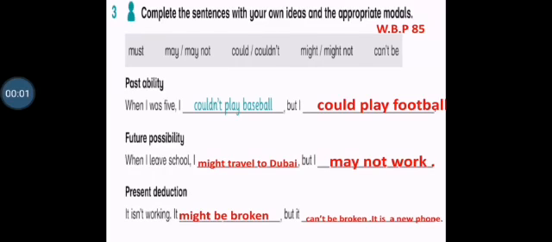Now, let's have a look at the answers. For past ability, when I was 5, I couldn't play baseball, but I could play football. For future possibility, when I leave school, I might travel to Dubai, but I may not work. For present deduction, it isn't working. It might be broken, but it can't be broken. It is a new phone.